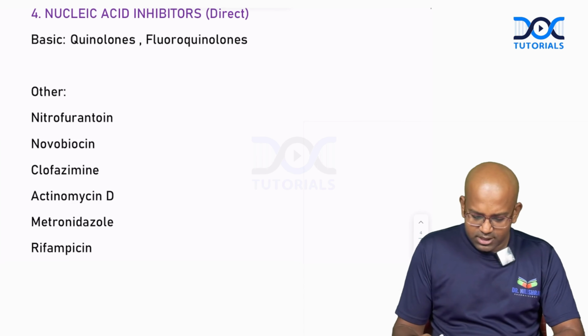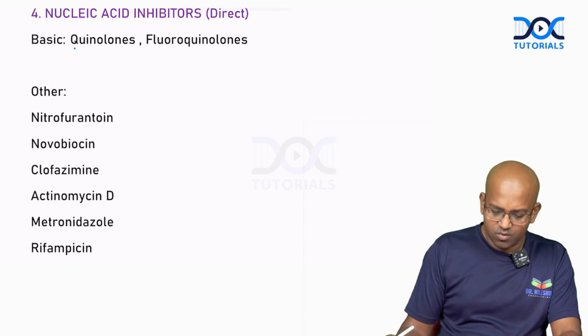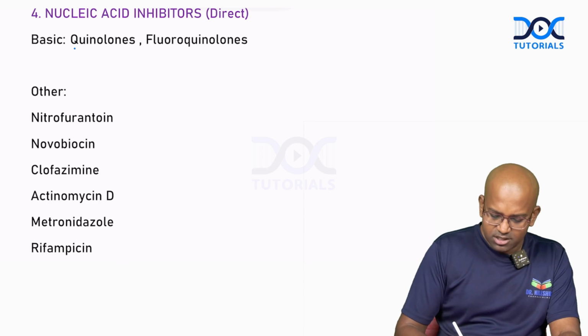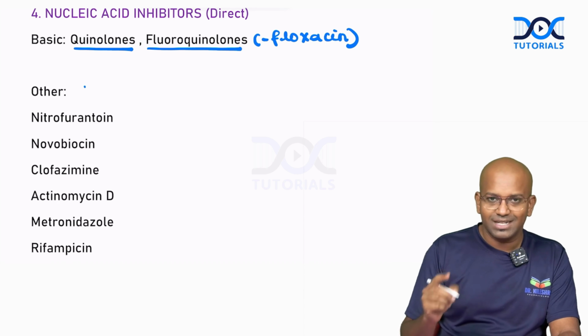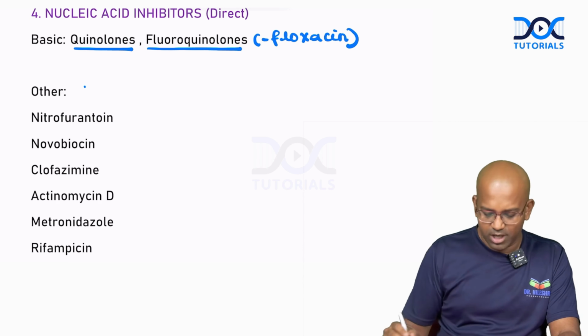We'll proceed on further. Let's look into the nucleic acid synthesis inhibitors. Within nucleic acid, we have directly acting and indirectly acting agents. Directly acting basic drugs are quinolones and fluoroquinolones. What are all those fluoroquinolones? Floxacin agents: ciprofloxacin, norfloxacin, ofloxacin. These are the floxacin agents which will bind with the nucleic acids directly and tend to inhibit that.